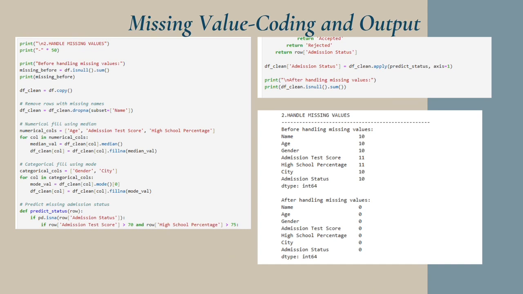Apply the function to all rows. Use apply() to apply your function row by row. axis equal to 1 means row-wise. The result replaces the admission status column. Next, show missing values after cleaning. Check missing values again, and now the output should show 0 missing values in every column. So based on the output, all missing values have been successfully handled.